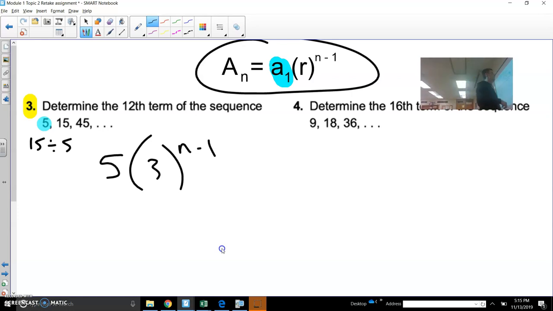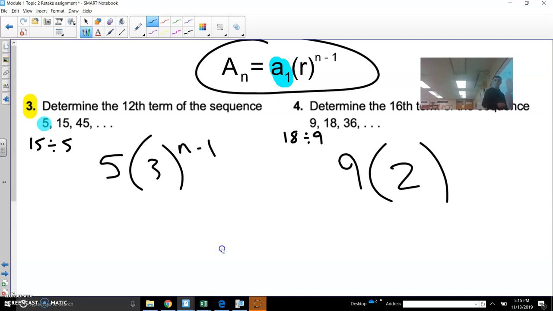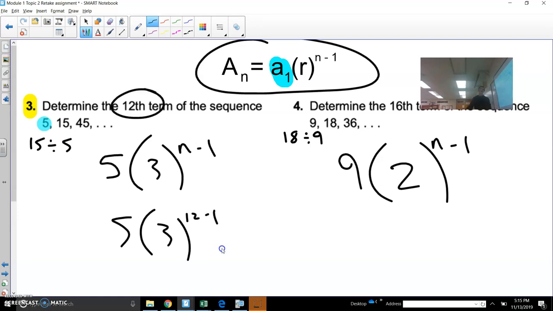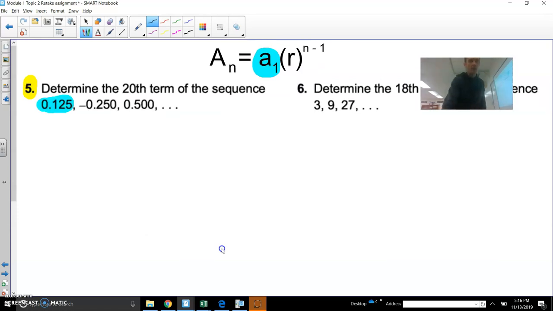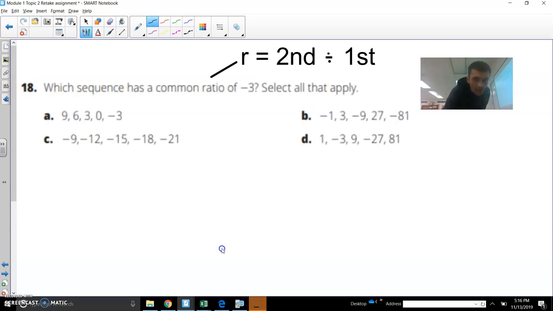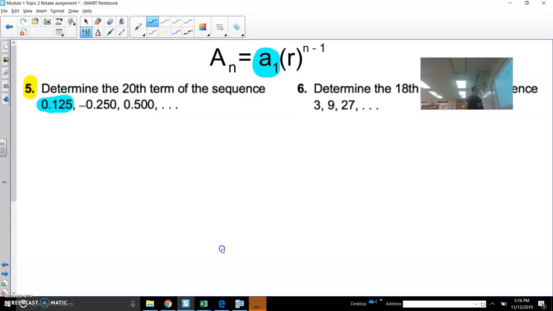Let's do that again for this one. Number 9 is my first number. If I was to divide 18 by 9, you see that you are multiplying by 2 over and over and over. And then I have n minus 1 as the power. So for both of these, you need to go back and use a calculator and replace n with the number that it wants you to calculate for that future term. I think for number 4, it's wanting you to calculate the 16th term. So use a calculator to figure out what those values would be, and that can help you understand how to find future terms.